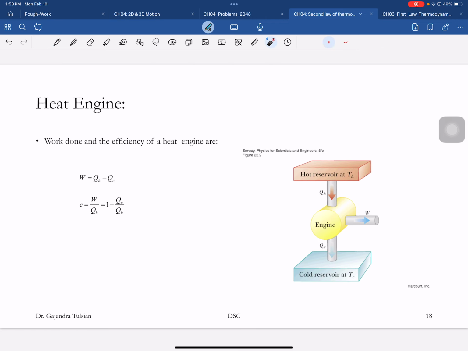Okay, so for any old heat engine, you absorb heat, convert some of that to work, and dump the rest. How much work did you convert? This is the amount of heat you absorb. QH is the heat absorbed from the hot reservoir, and QC is the heat dumped to the cold reservoir. Okay. Efficiency is W over QH. So for all engines, the efficiency is 1 minus QC by QH. QC is the heat dumped, and QH is the heat absorbed.